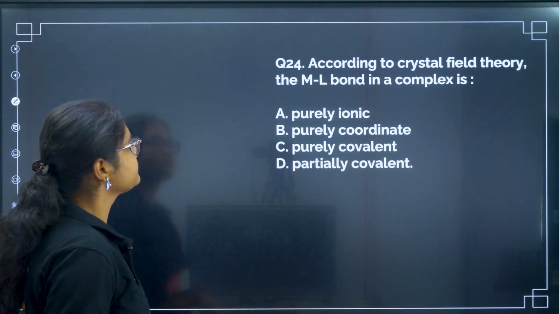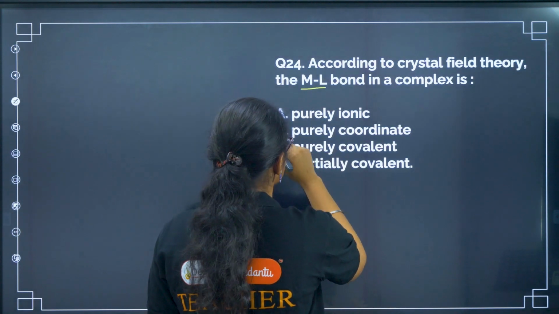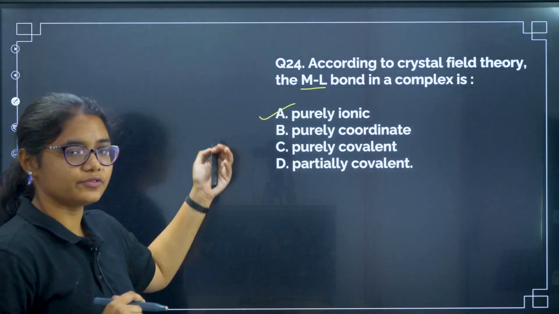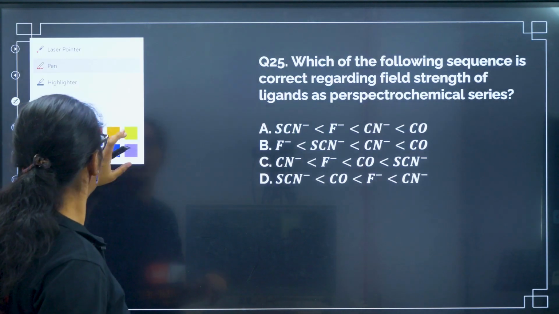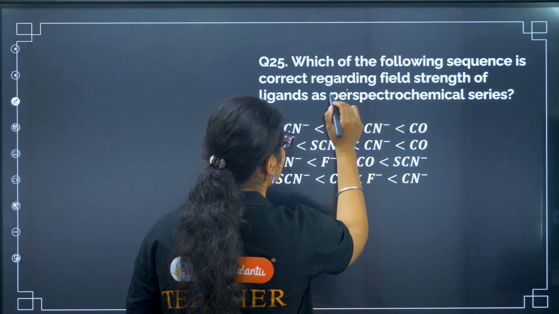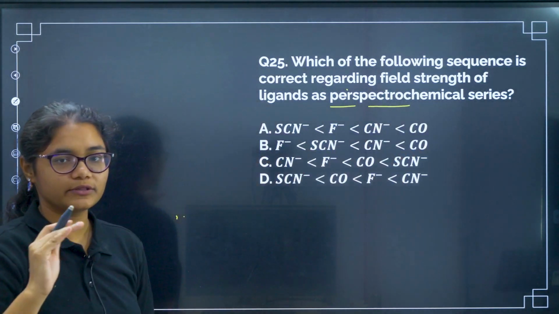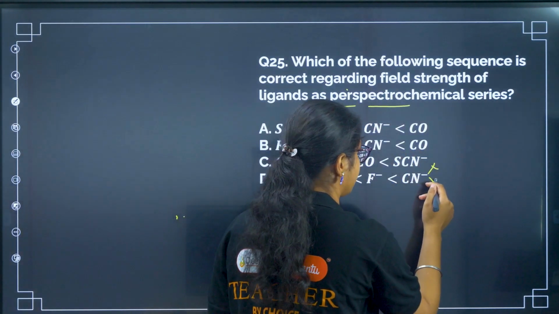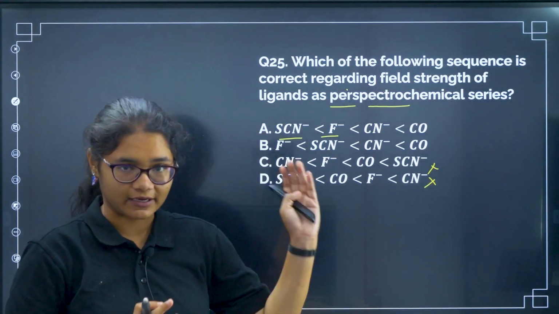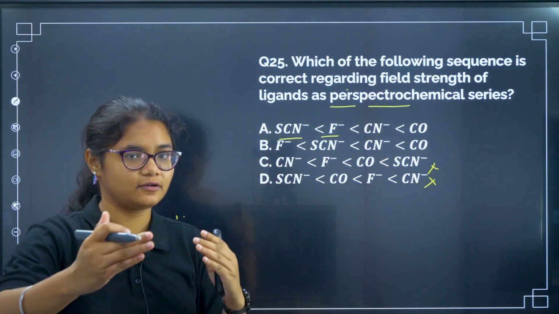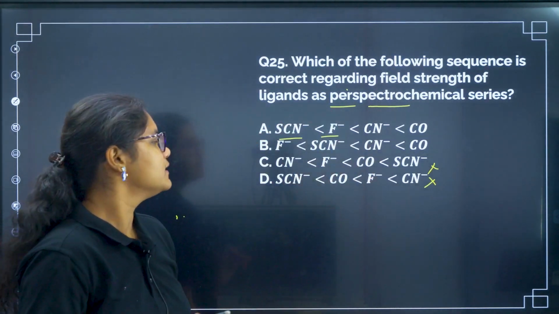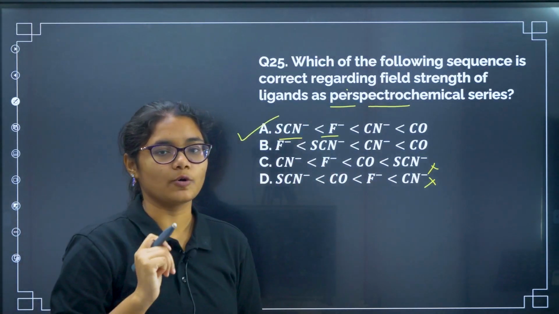Okay, next question. ML bond, this I have also discussed, that is purely ionic. Okay, it has to be purely ionic based on the assumptions. Next question is you have to arrange in the spectrochemical series. Okay, as per the spectrochemical series, we know the ligands, these are weak field ligands, we can eliminate them. Here SCN and F minus, generally halogens are very weak field ligands, but fluorine comes a little after chlorine, bromine, SCN, then fluorine will come. So the correct answer for this question is option A.